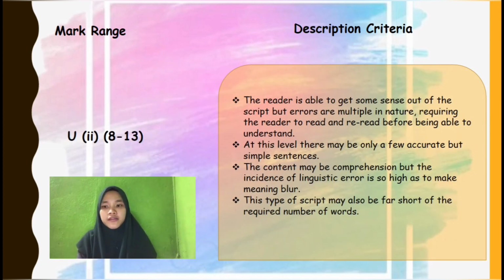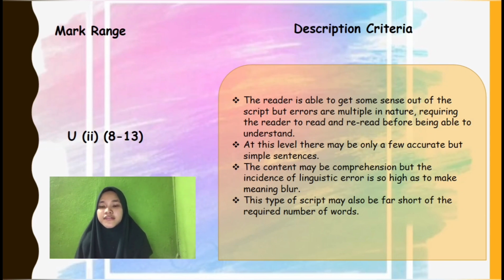The reader is able to get some sense. At this level, there may be only a few accurate but simple sentences. The content may be comprehensible, but the incidence of linguistic error is so high. This type of script may also be far short of the required number of words. So teachers can give a mark range of 0 to 7.